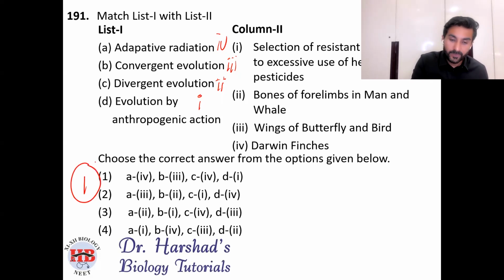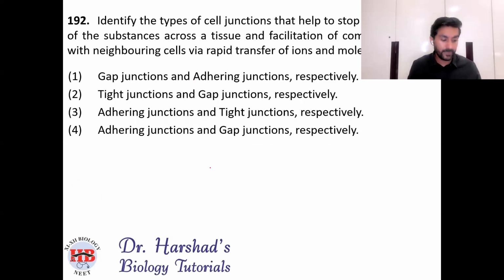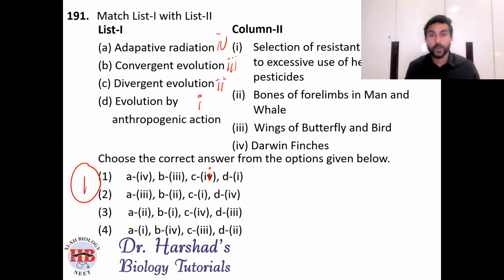The answer in this case would be option number 1. Of course, there is a typing error here. This should be 1; this should be 2 rather. So option number 1 would be the correct answer in this case, despite the spelling error. So A would match with 4, B will match with 3, C will match with 2, and D will match with 1. So option number 1 would be the correct answer.